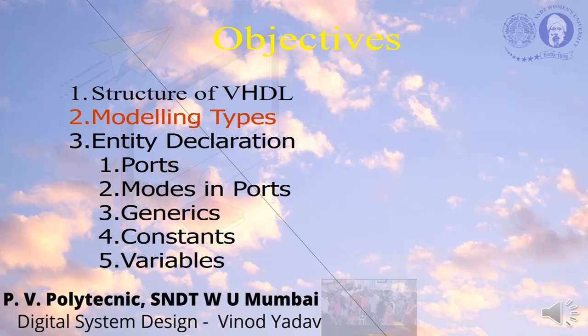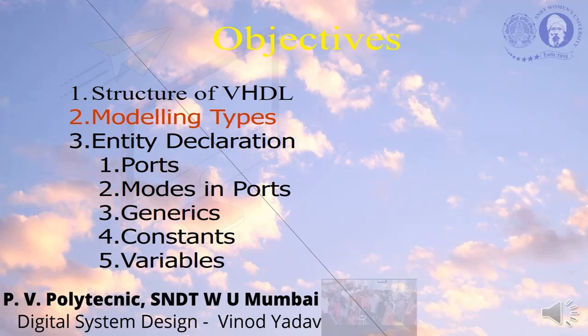So whatever we have seen is the structure of a VHDL. After that we have seen modeling types. Which are those modeling types? Behavioral, data flow, and structural. Behavioral is similar to our C programming kind of thing. Structural is where we define components and use them further in the architecture, and data flow is simple.